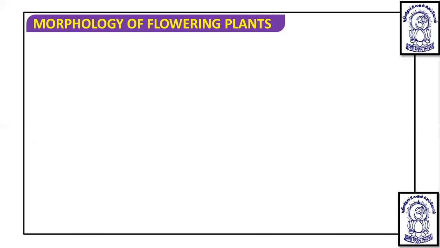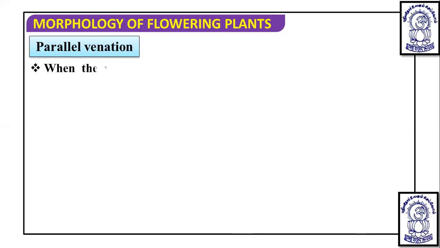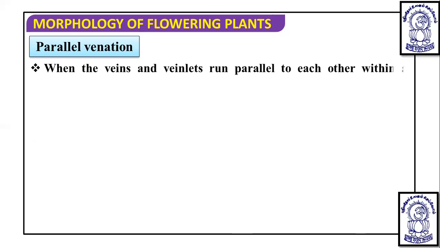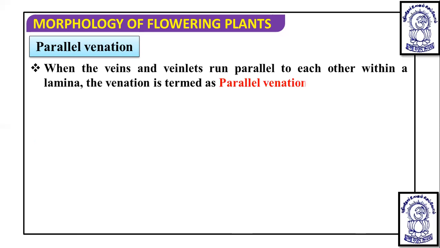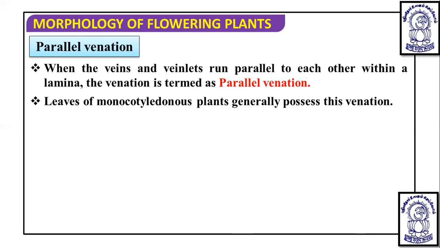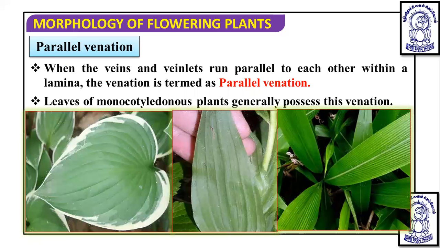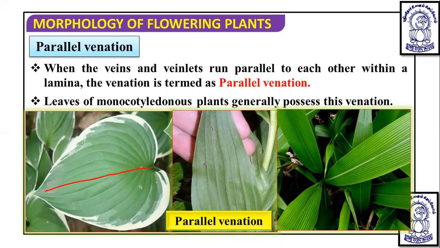After reticulate venation, next we are going to talk about parallel venation. In parallel venation, the veins run parallel to each other. Veinlets are not found here; mainly veins are found, and the veins are parallel to each other, then it is known as parallel venation. It is mostly seen in monocots. So you can see here parallel venation, and this is the midrib, and all the other veins are running parallel to each other.